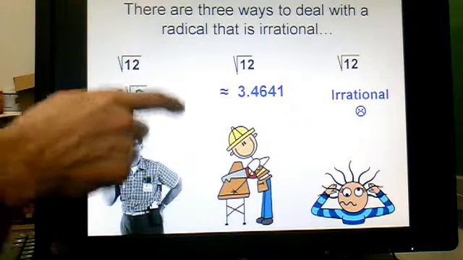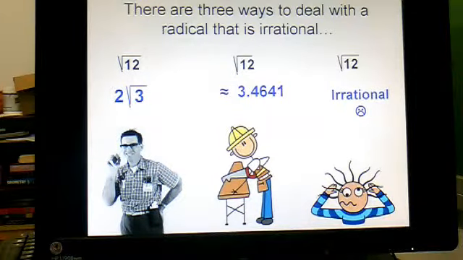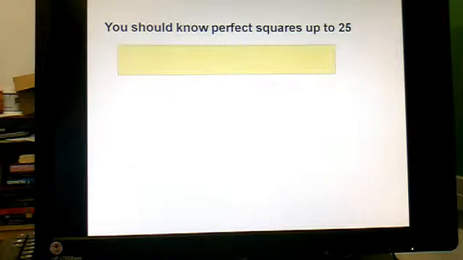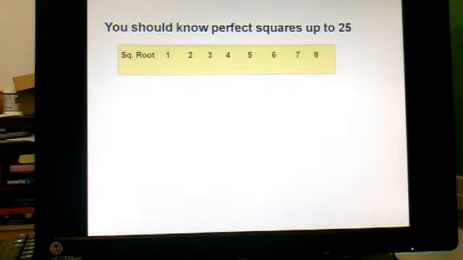We're focused on this one, the sort of math geek version of how to deal with radicals. So that's one way we're going to talk about in terms of simplifying radicals. You should definitely know your perfect squares up through 25, as it says on the screen. On your paper, just write them down through 16.